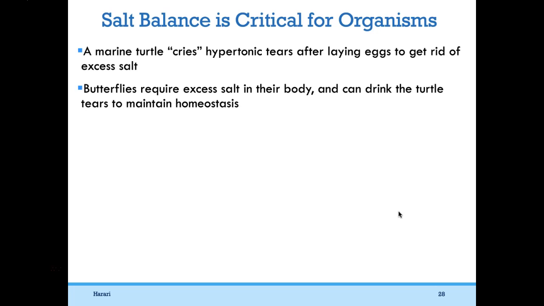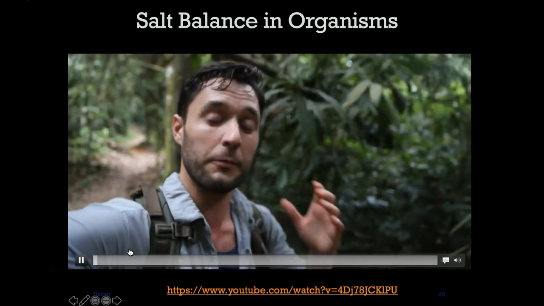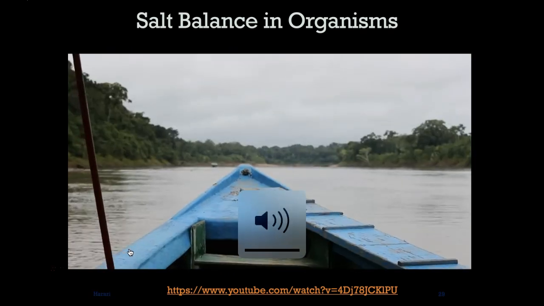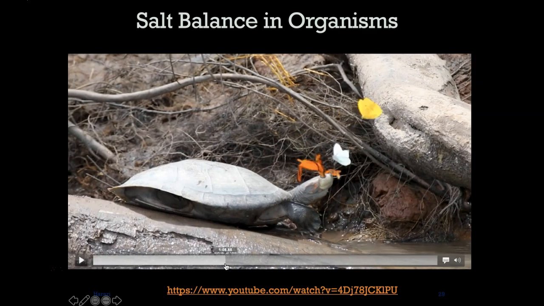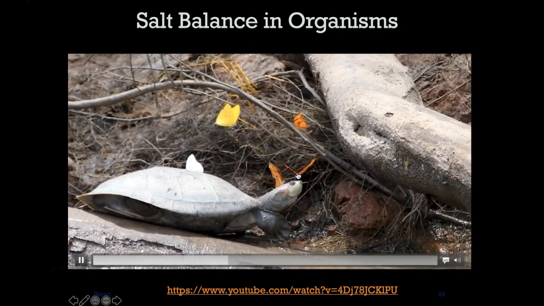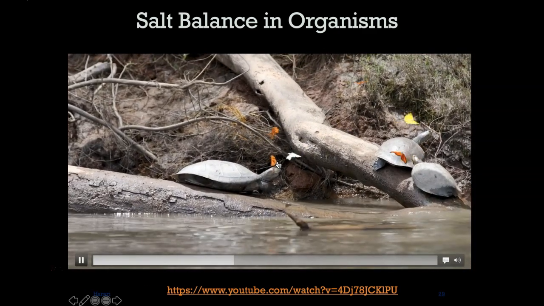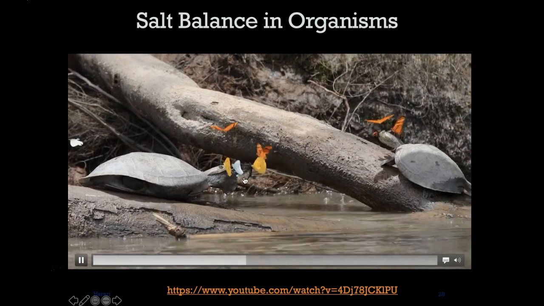Interestingly, butterflies require a lot of salt in their diet, and they don't really have a way to get salt in their normal food. So what some butterflies do is they could drink the turtle's tears to maintain homeostasis. So this is, again, a part of like this circle of life, how all organisms rely on each other. So I'm going to let you look at this video on your own. You could click on this link. But right now you can see this video of a marine turtle that is secreting hypertonic tears from its eyes, and the butterflies are drinking the tears in order to get salt for their diet. So all the organisms rely on a certain concentration of salt for proper functioning.